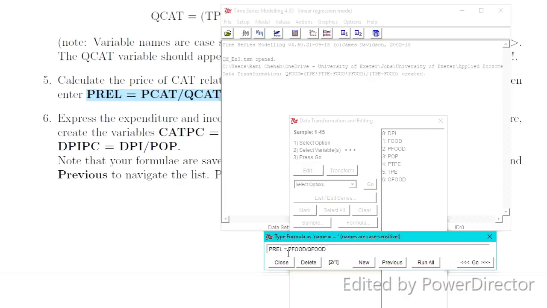So we write P pearl. Be careful, I'm using capital letters: P food divided by Q food. In this case, we put go, and then you will have it here, pearl.